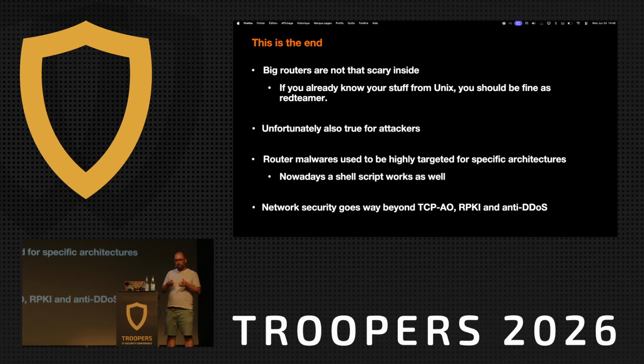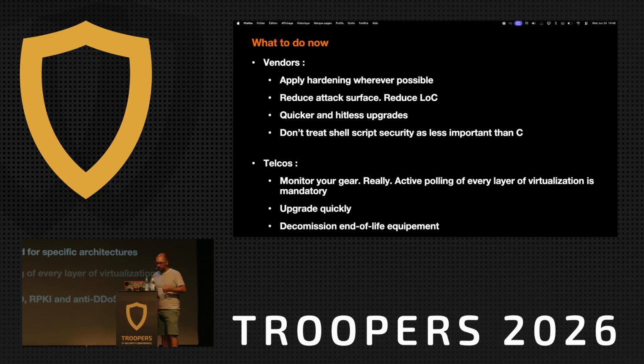We had very specific, very targeted router malware for very specific architecture. We've seen that just a shell script can work just as well now. And with network security, you have to remember that it goes well beyond securing the protocol. We've seen a lot of talks regarding BGP hijacks, DDoS protection, and so on. But if your router is built with no hardening like we've seen here, it doesn't matter, because an attacker will be able to gain root access on your whole network.